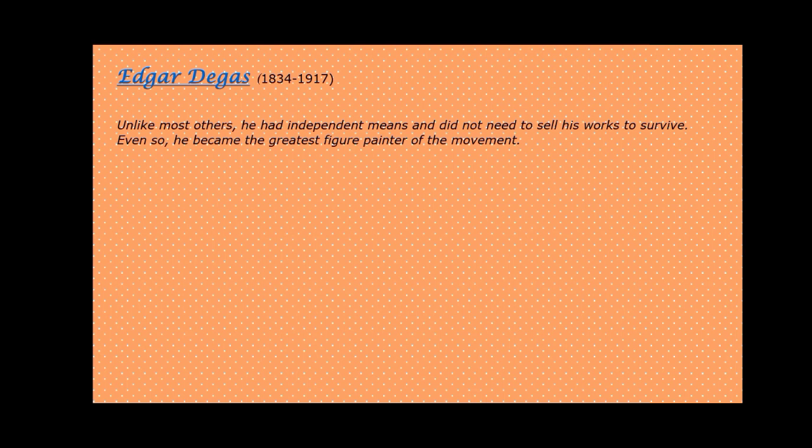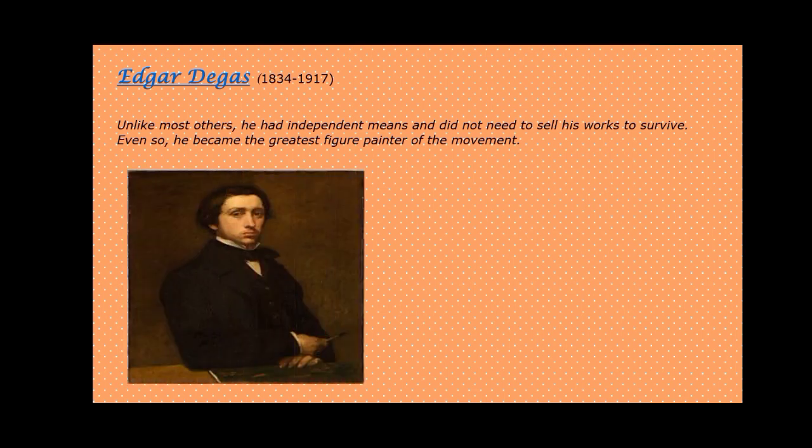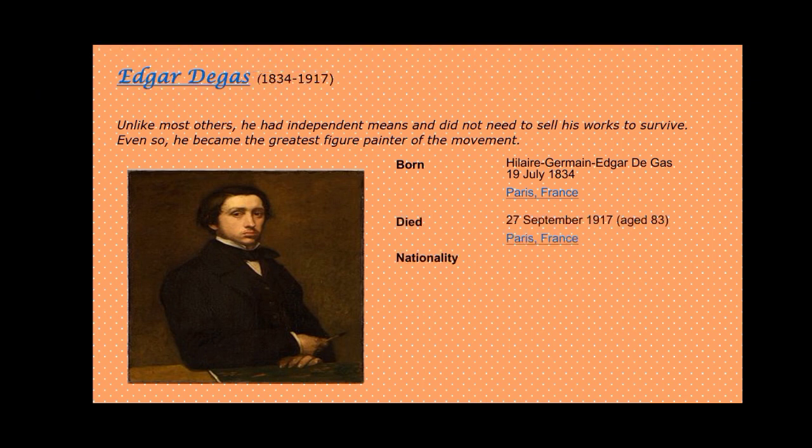So moving on to Edgar Degas. Edgar Degas, unlike most others, had independent means and did not need to sell his works to survive. Even so, he became the greatest figure painter of the moment. So he did not need to sell his artworks to survive; he was an independent person. He was born on July 19, 1834 in Paris, France, and died on September 27, 1917 at the age of 83.